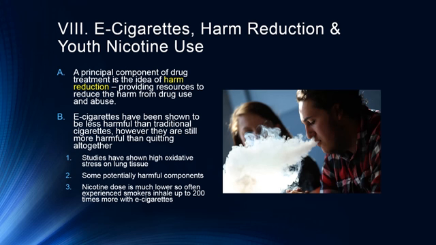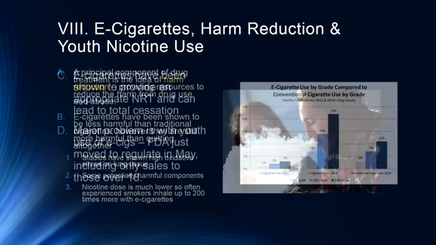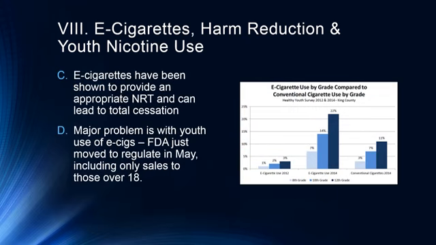The other issue with vaping is the nicotine dose is much lower. So people tend to have to inhale a lot more to try to get the same dose as their cigarettes. So oftentimes there's some concern about that high oxidative stress and, again, these potentially harmful components. But again, if we're talking about relative harm, e-cigarettes are much better than standard tobacco cigarettes. And it's easier for people to match that nicotine dose and potentially reduce their nicotine usage by switching to vaping. So e-cigarettes have been shown to provide an appropriate nicotine replacement therapy and can lead to total cessation.